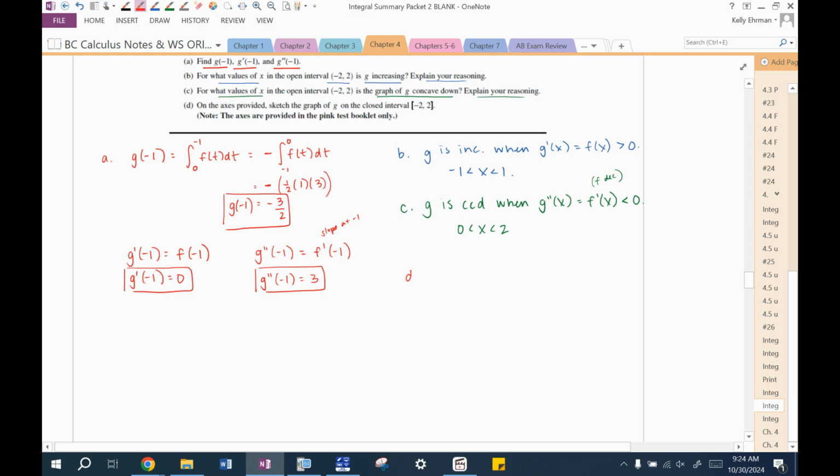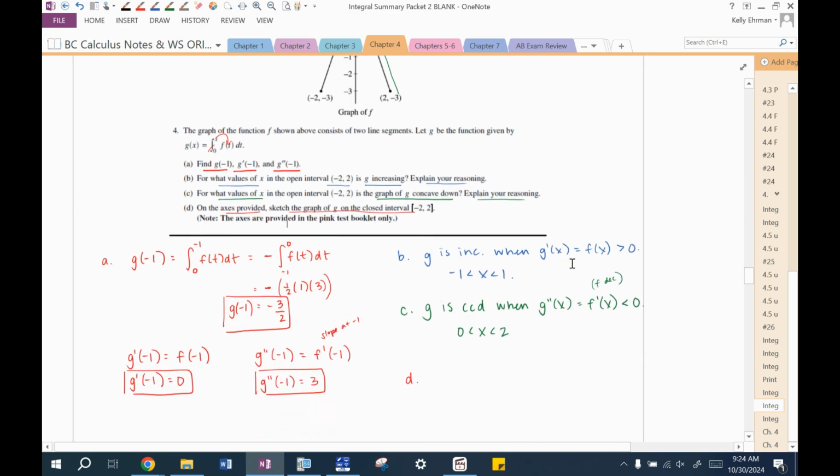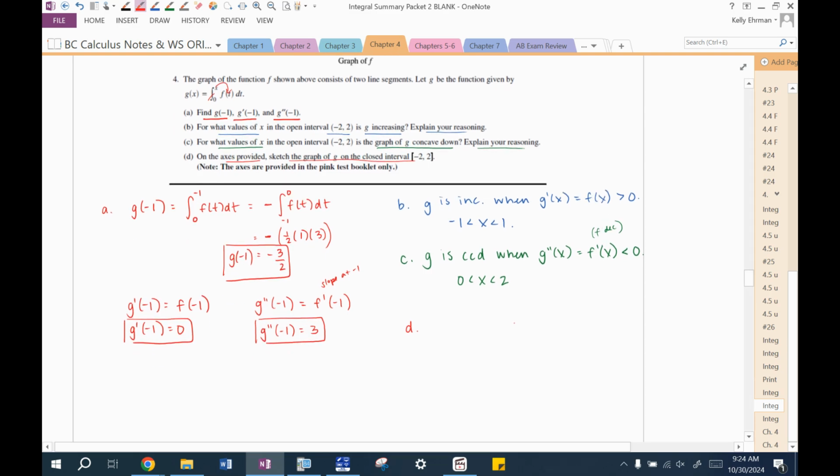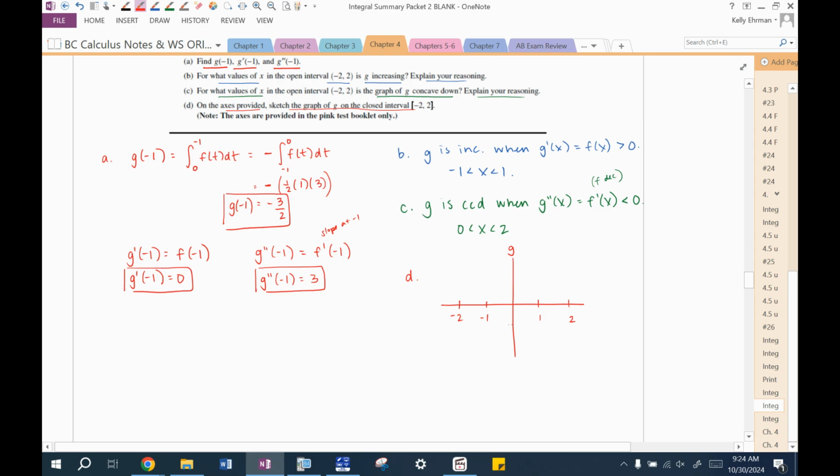And then for part D, on the axes provided, sketch the graph on the closed interval negative 2 to 2. So we don't often have to sketch the graph, but sometimes it happens. This was 2002. So yeah, you would be given a graph. We're just going to have to make our own here. So we're going from negative 2 to 2. And this is the graph of G. All right, so remember, we have 1 point to go off of right now. G of negative 1 is negative 3 over 2. So right here is g of negative 1.